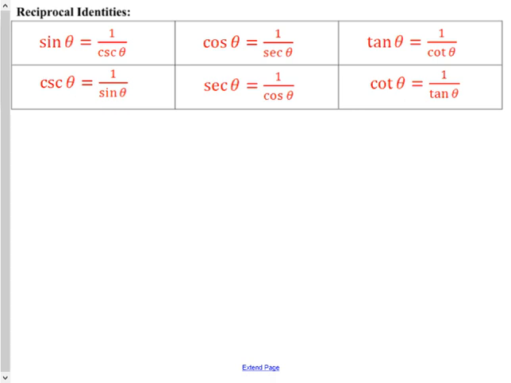Okay, so again, each pair has one with a co. Tangent is usually the easy one. That's more used to help you remember that secant and cosecant are reciprocals.